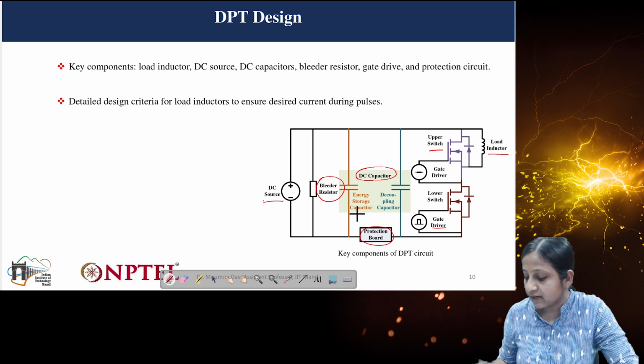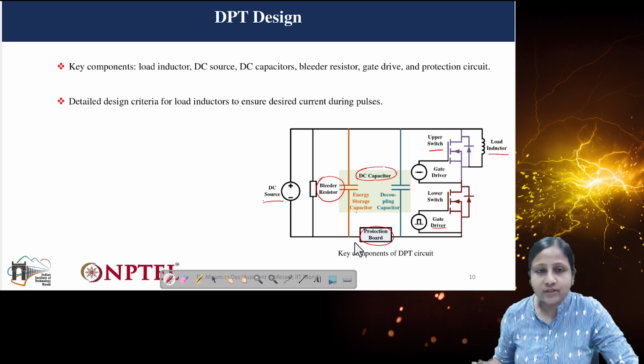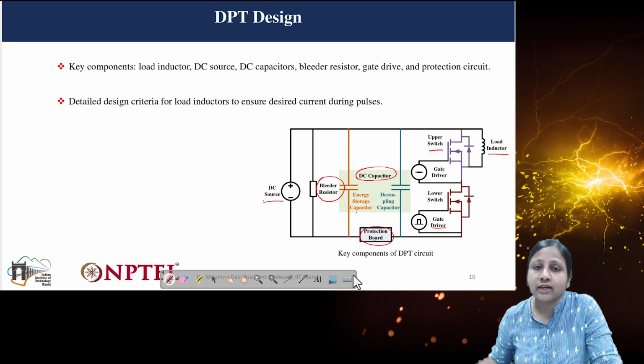This DC capacitor has two different components, energy storage and decoupling. The energy storage capacitor obviously stores energy and provides constant DC supply to the DPT board. The decoupling capacitor is present in order to absorb any noise or transients, so that they can go through the decoupling capacitor. Now this protection board is provided in case there is any short circuit condition, so that we can protect the network and limit the current flowing into the circuit. So that is why it is provided.